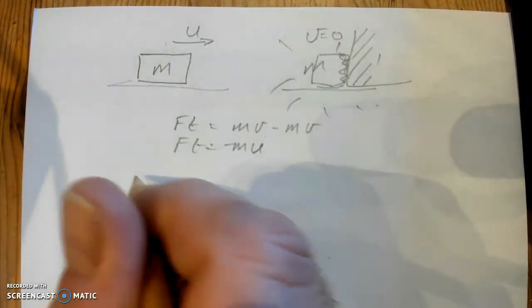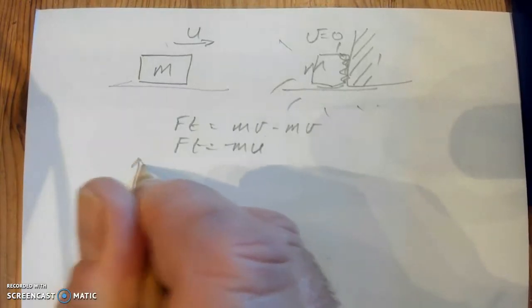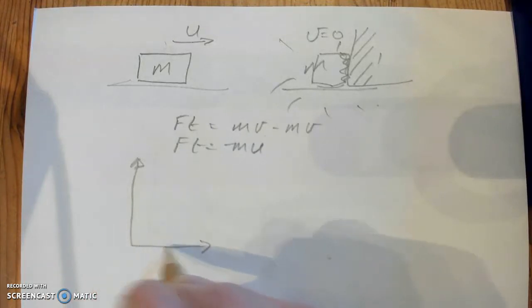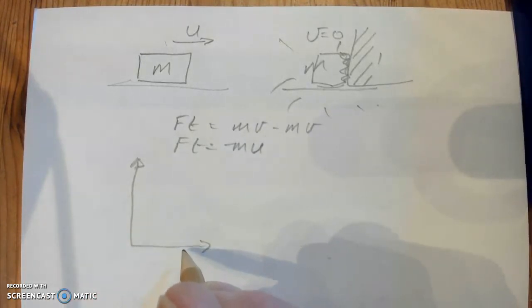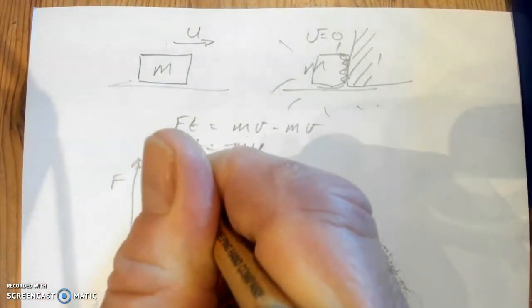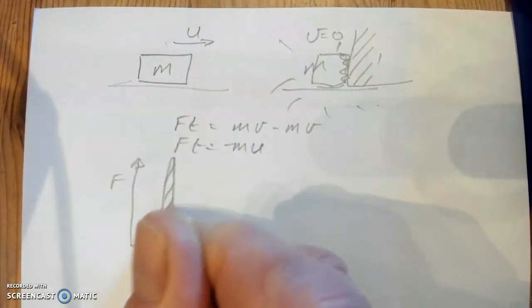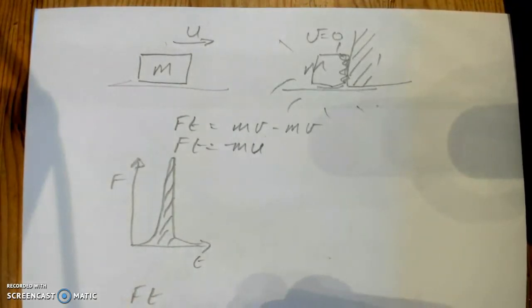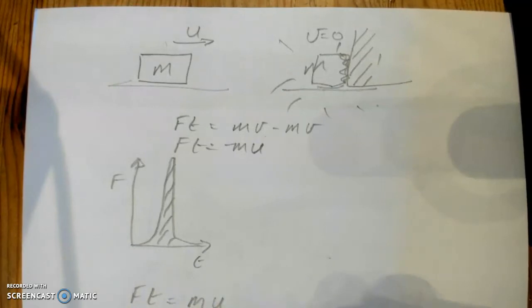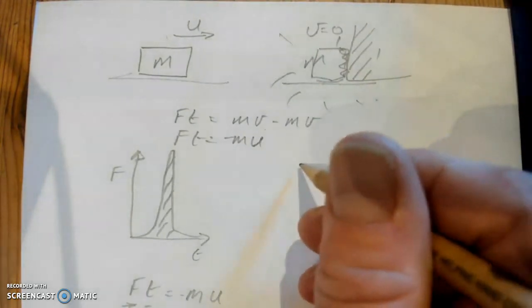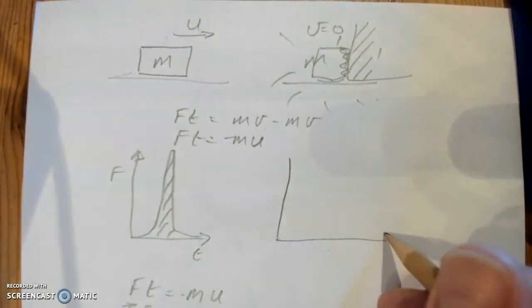Now, if we plot the force against time for that, assuming that it hits with really sharp impact, so it happens over a small amount of time, that means that the force will be very high because it will be for a small amount of time. So the force times time is you've got a big force for a small time, giving us that change of momentum.